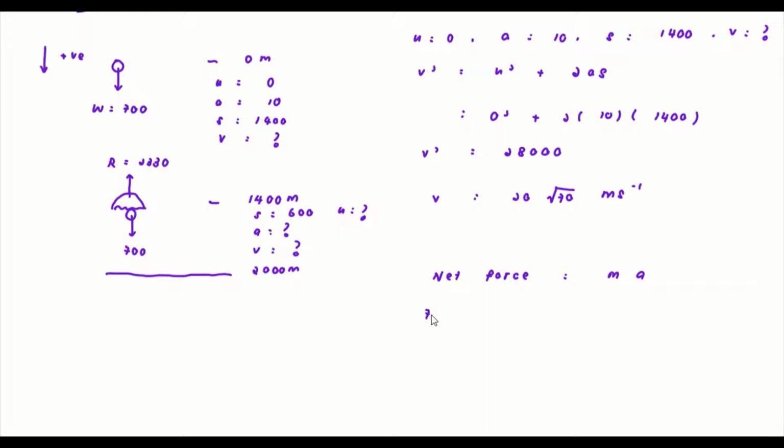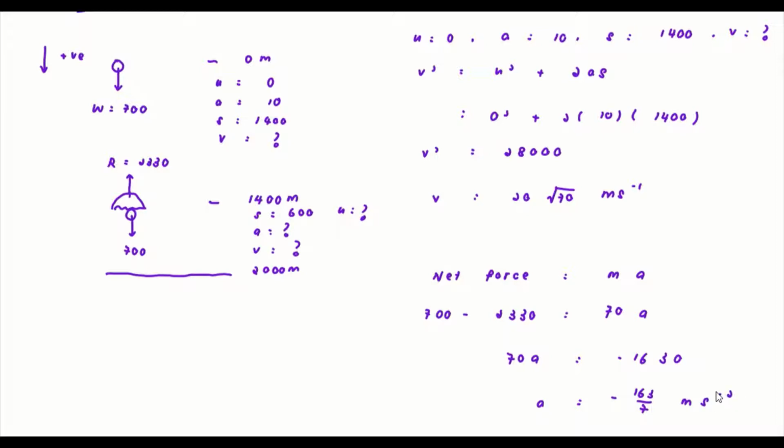Which means in this case, it will be 700 minus 2330, equal to the mass, which is 70. Okay, make sure that you are not using 700. That is the weight, and this is the mass. Then 70 and a. So we want to solve for a. So we have 70a equal to negative 1630. From here, I get my acceleration as negative 163 over 7. Okay, which is a possible answer.